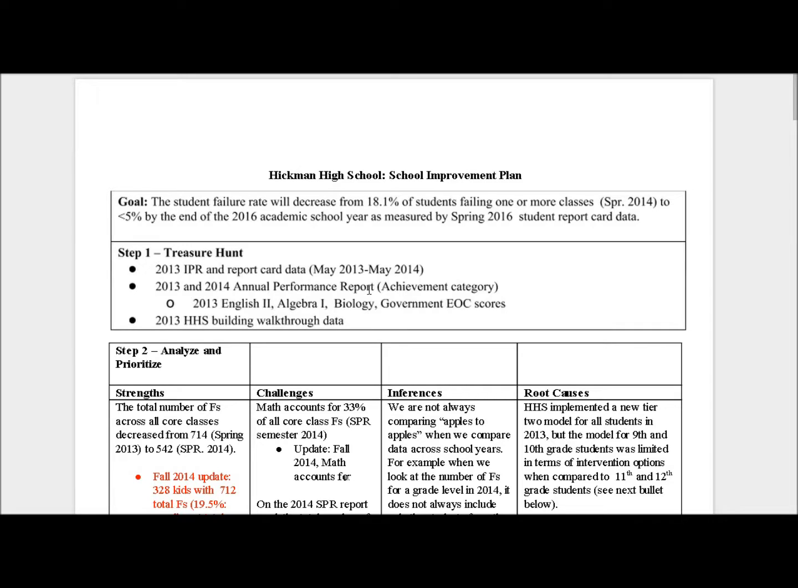So this is our SMART goal. It's very specific. It is measurable. When we get to the point about achievable, I was challenged a bit about the 5%. And as we look more and more into it and think about what does 5% mean for Hickman High School right now, that's approximately 84 or 85 students failing, receiving one or more Fs on their grade card, and we're looking at about 16 months to achieve that.